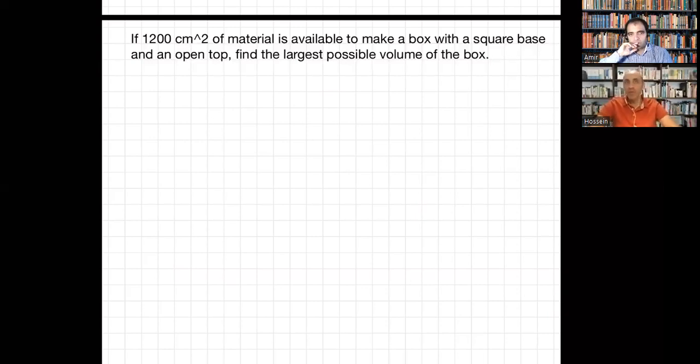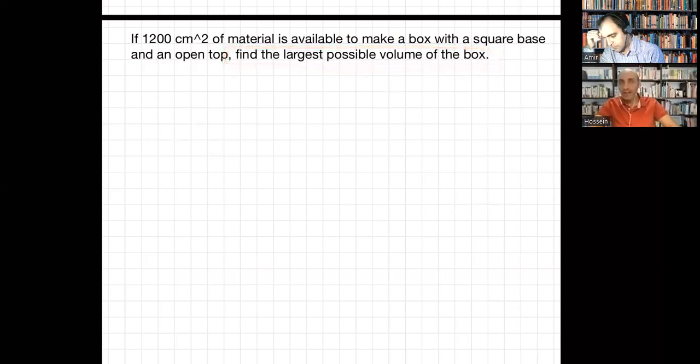Assume you have a material, the surface area of this material is 1200 square centimeters. Let's say you're a contractor. You want to make a box out of this material, let's say it's cardboard or metal, and you want to maximize the volume of this box.